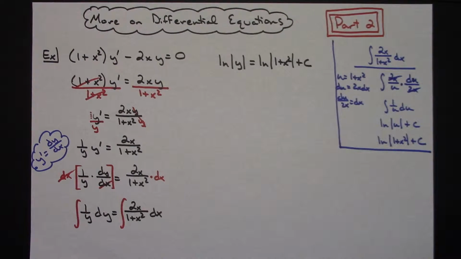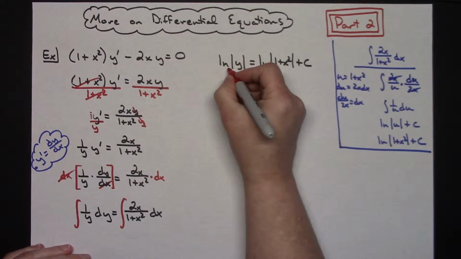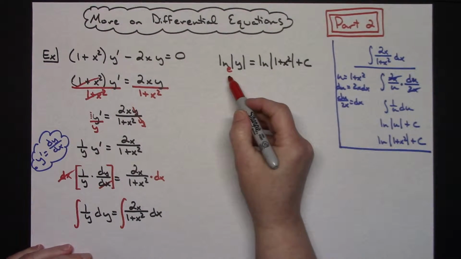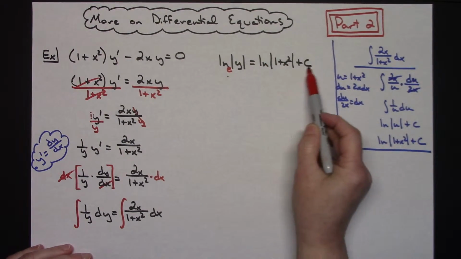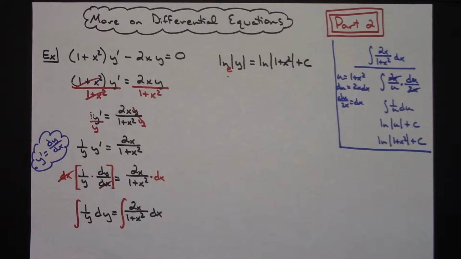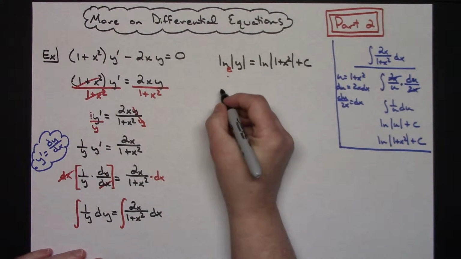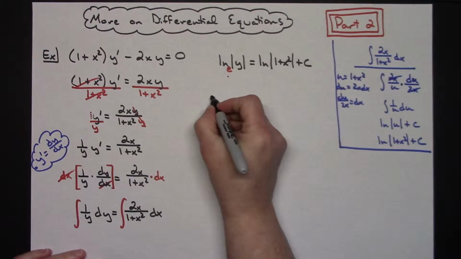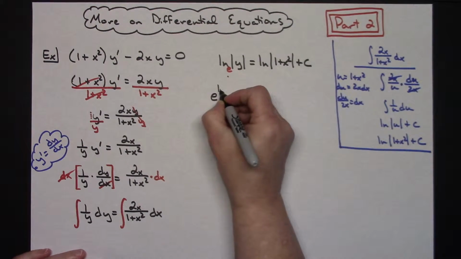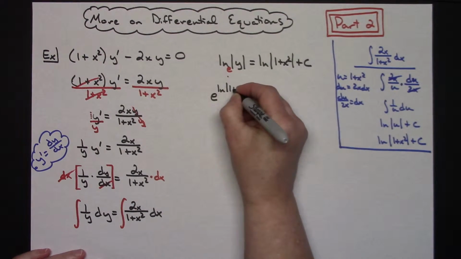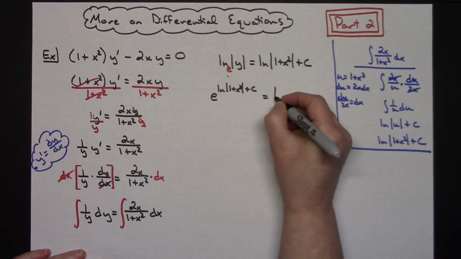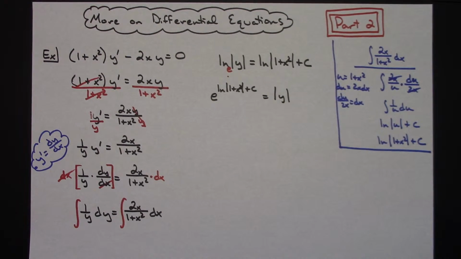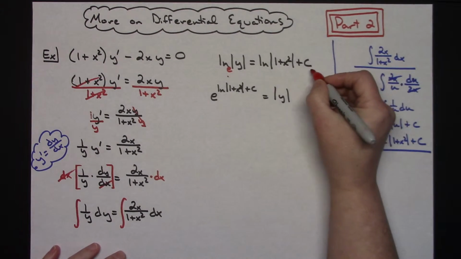Now if you recall, at this point you might need to visualize that. You can put your little e in there so that you remember I've got to go to exponential form. So I'm going to go e raised to this exponent is equal to the absolute value of y. I'll write that right here: e raised to the natural log, absolute value 1 plus x squared plus c is equal to absolute value of y.